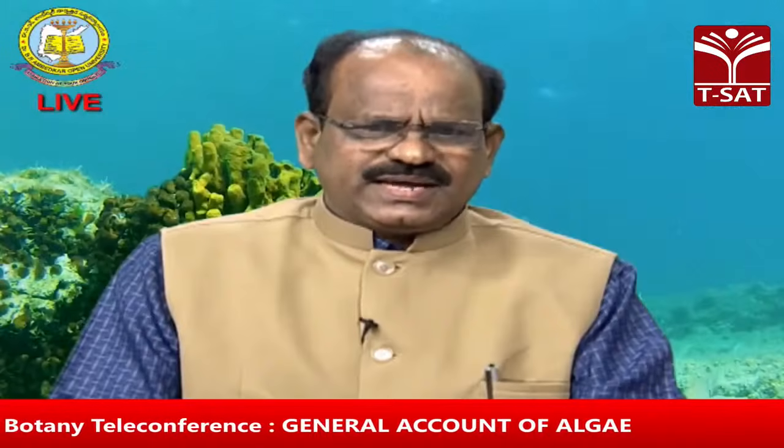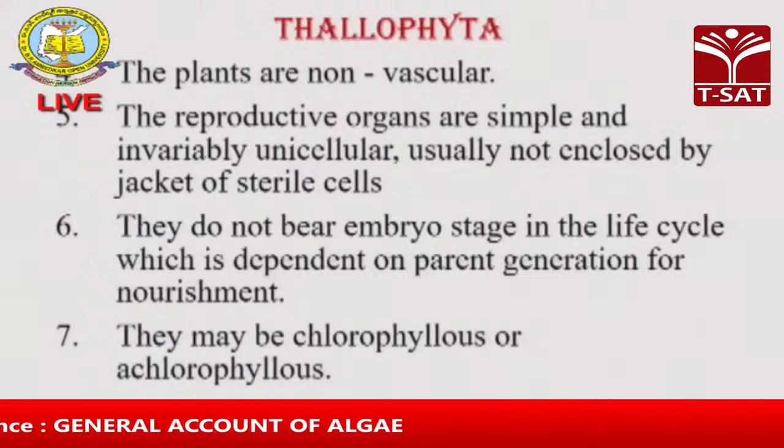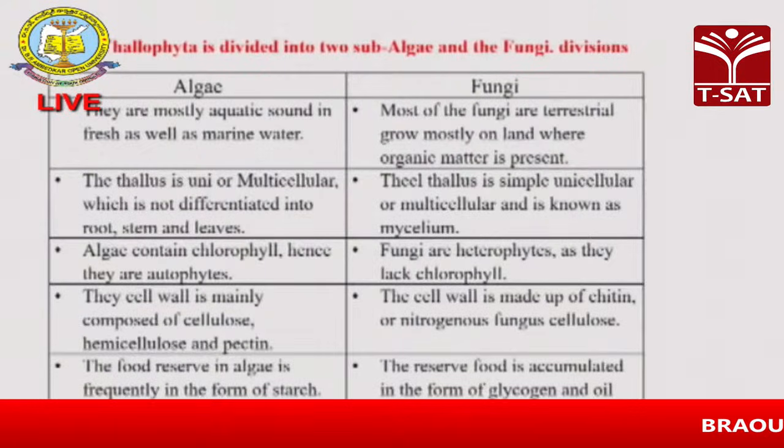The reproductive organs of the thallophyta are simple, invariable, unicellular, usually not enclosed by a jacket of sterile cells. They do not bear an embryo stage in the life cycle, which is dependent on the parent generation for nourishment. They may be chlorophyllous, or some of the organisms are achlorophyllous. We can see this in the thallophyta, like fungi.